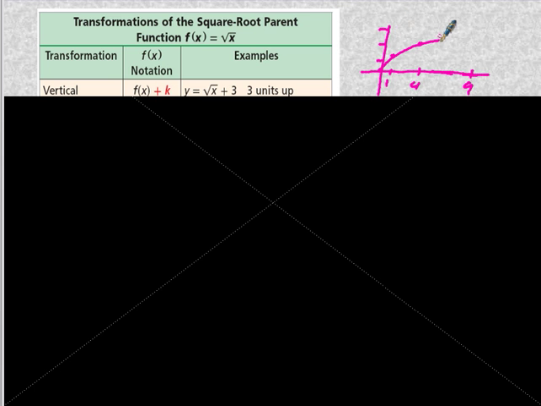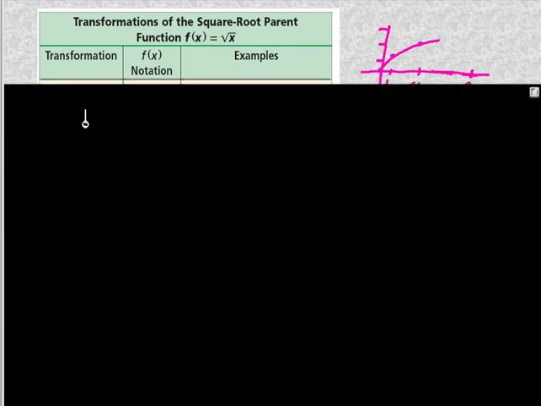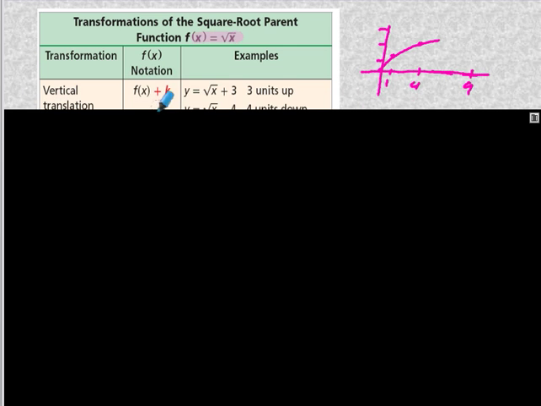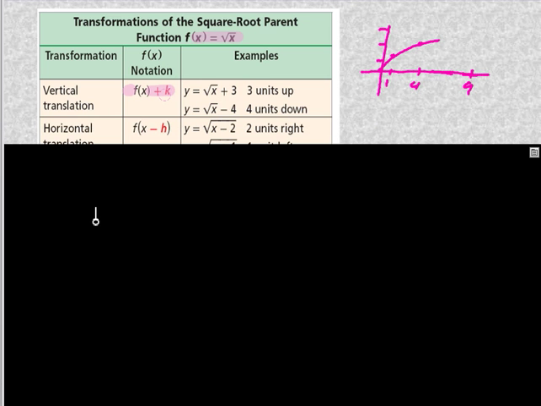So transformation rules are exactly the same that we've seen all along. If this is our parent function, a vertical transformation is just going to be plus k, where k is your vertical movement. Notice the k is outside of the square root function. So if k is positive, it moves up, k negative moves down. Horizontal, just like in quadratic and absolute value, it's the opposite. So if we have a minus, we're going right. If we have a positive, we're going left. And notice it's within the function boundaries. It's underneath the radical sign.